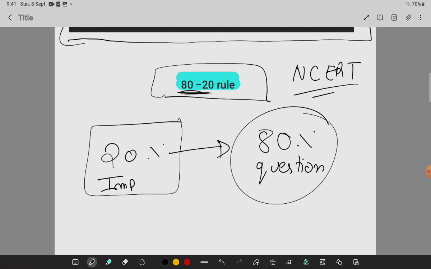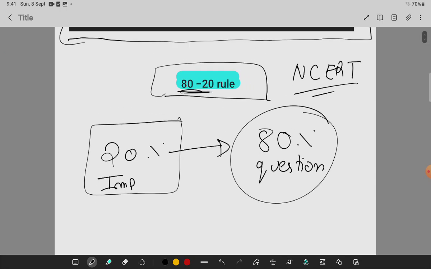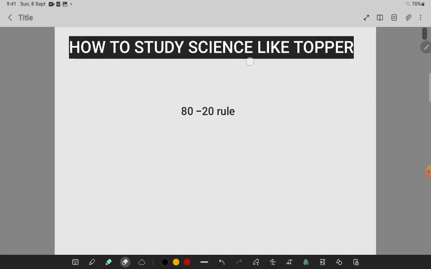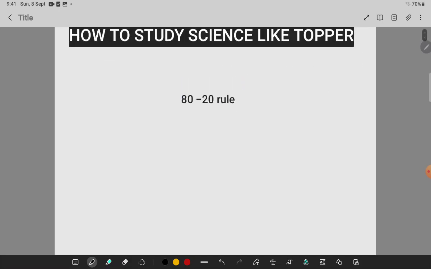For example, in a particular chapter there are 10 pages. From those 10 pages there are only 3 to 4 pages which are most important. The other 6 to 7 pages are not for exam purposes, they are just for your understanding. Okay, so categorize your topics, which topic is important and which topics are not that important. That list we have made. If you want, you can comment down and I will upload it.